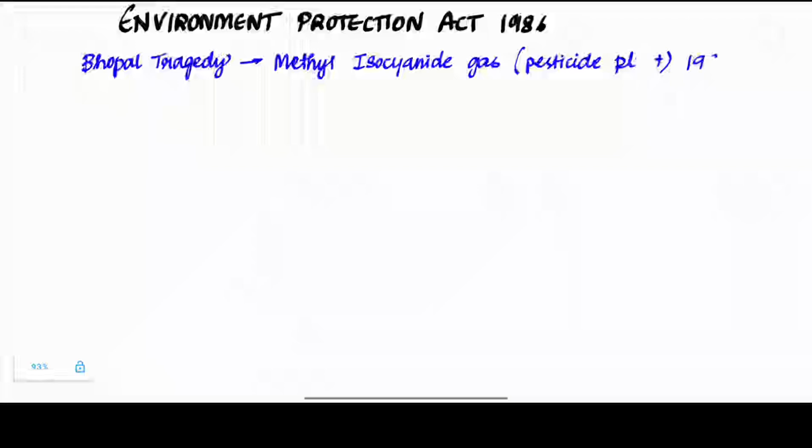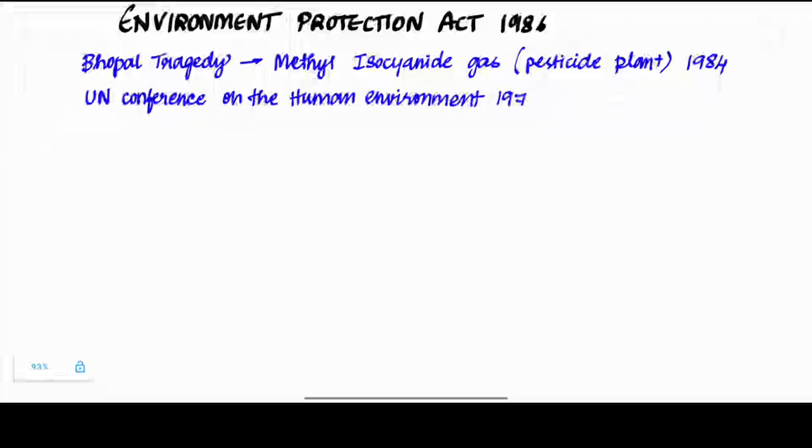This happened in 1984. So methyl isocyanate gas leaked from a pesticide plant in 1984. Then we also have the United Nations conference on the human environment, but this happened in 1972 itself.